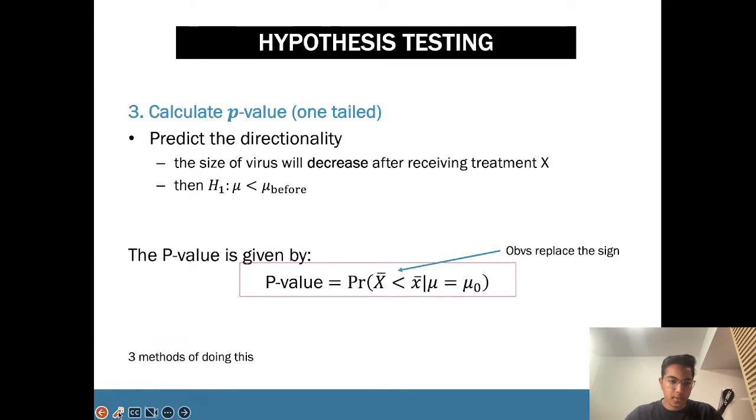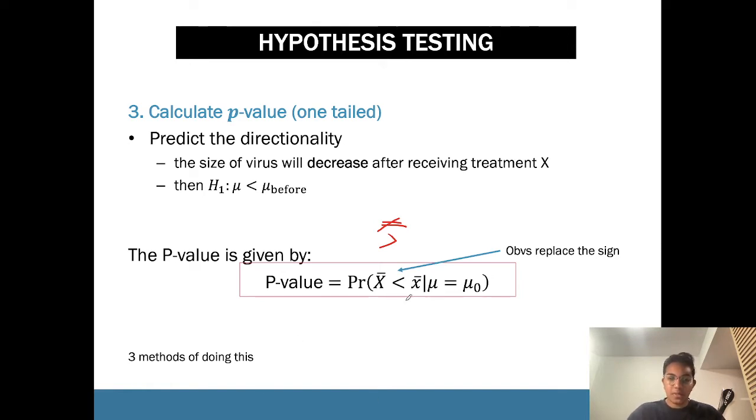So I'll just show you the other possible signs. If the test is in the other direction, you want to use this, or if it's a two-tailed test, you want to be using this one here. So just replace that sign.